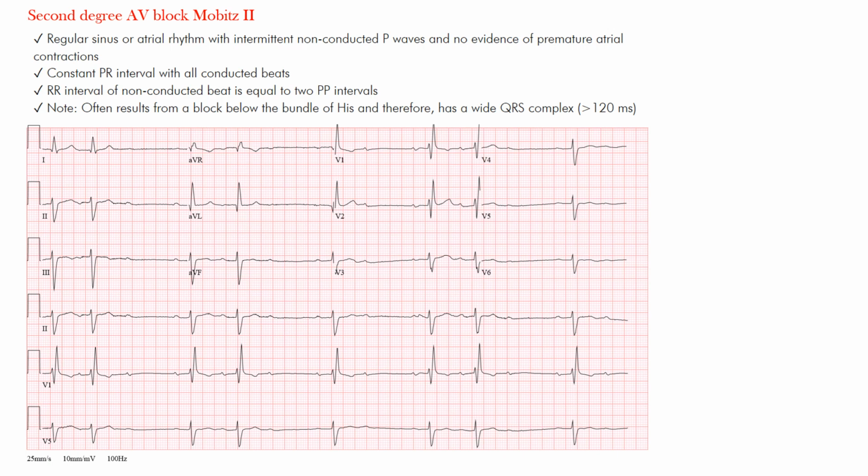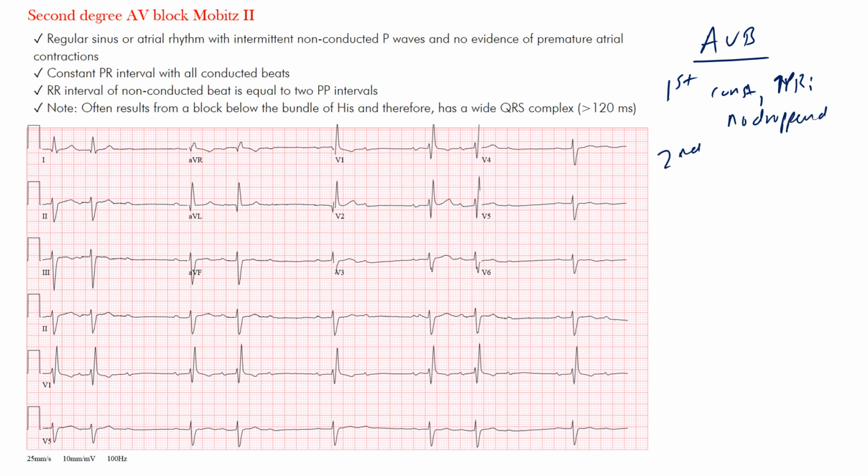So second degree AV block Mobitz type 2. So we've looked at type 1, all right, and just to review the AV blocks and see where we're at, the first degree, we had a constant prolonged PR interval, so an increase in that PR interval, and we had no dropped beats.